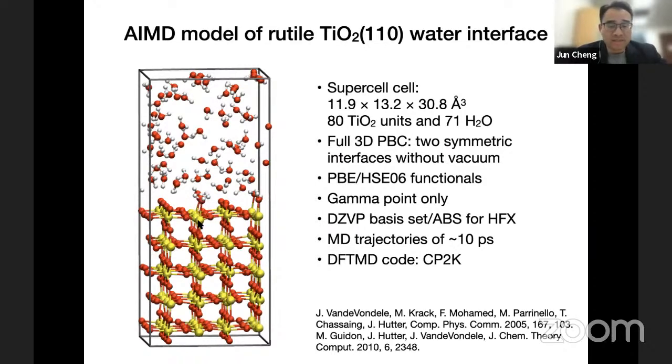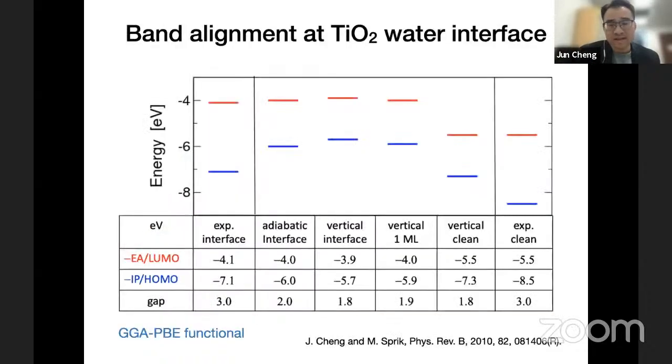We have these 5-coordinated titanium sites where water can chemisorb on top. We also have a bridge oxygen. So on these two, the water could get deprotonated. Okay, the water serves as an acid. I will talk about that later. It can get deprotonated to form OH minus, and the bridge site could take up a proton to get a positive charge. Anyway, that's just the structure of the interface.